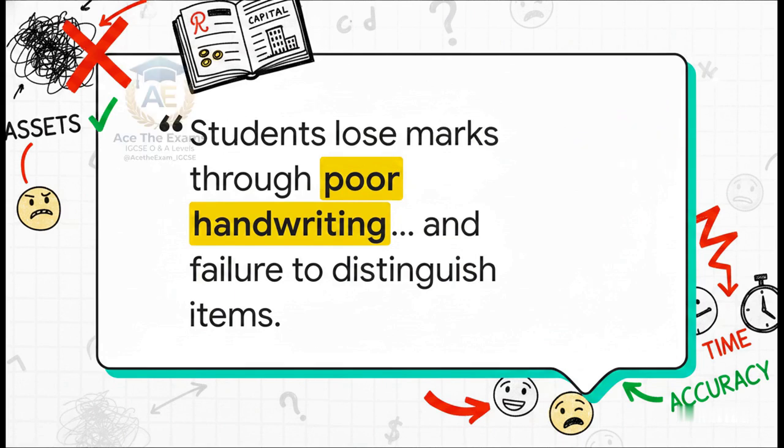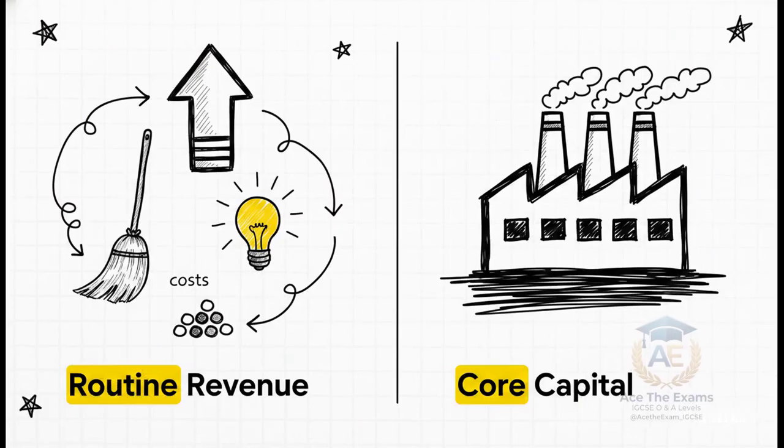Furthermore, failing to classify items correctly, specifically mixing up revenue and capital items, completely destroys your accuracy and will wreck your time management during the paper. Under extreme exam pressure, your mind can just go completely blank. So here's a really powerful exam memory hack to lock into your brain right now. Revenue is routine, capital is core.